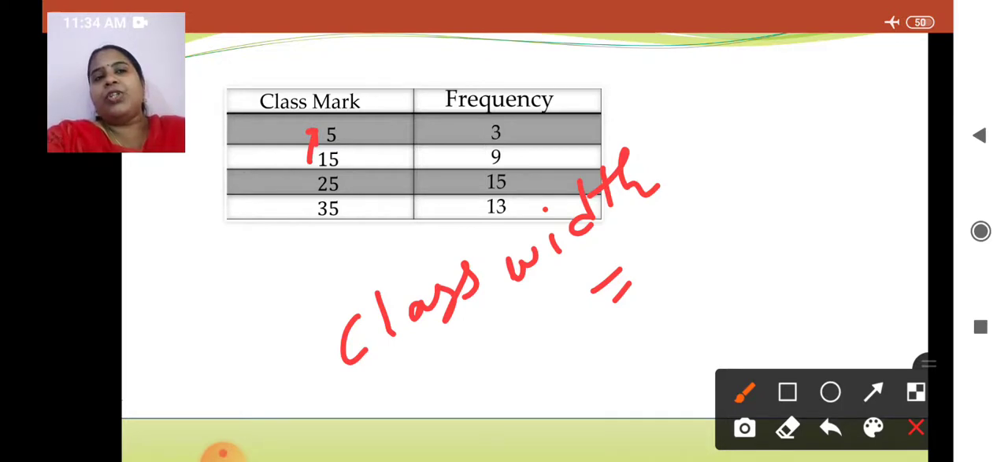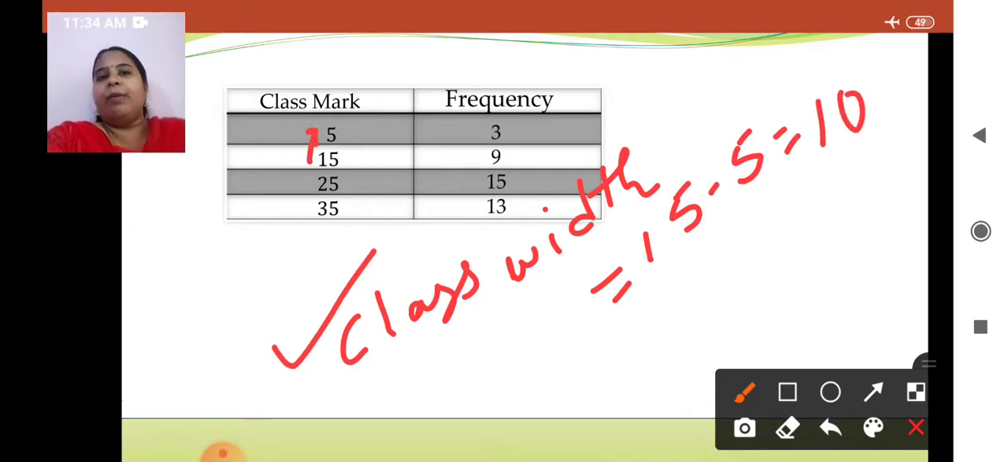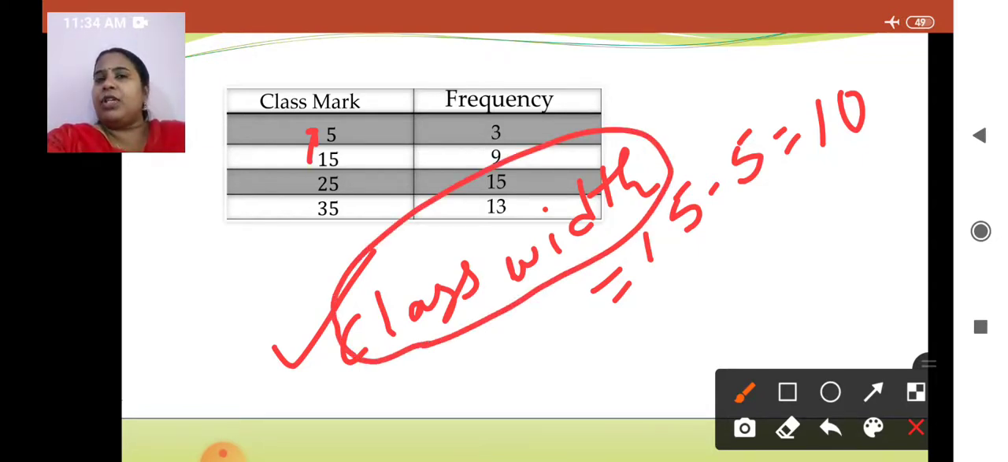Now class width, how much will I get? 15 minus 5, that is how much? 10. So this is a very important property to remember. Class width is nothing but the difference between the consecutive two class marks. But by the definition of class width, do you remember what was the definition? Upper limit minus lower limit. So that also we can equate.